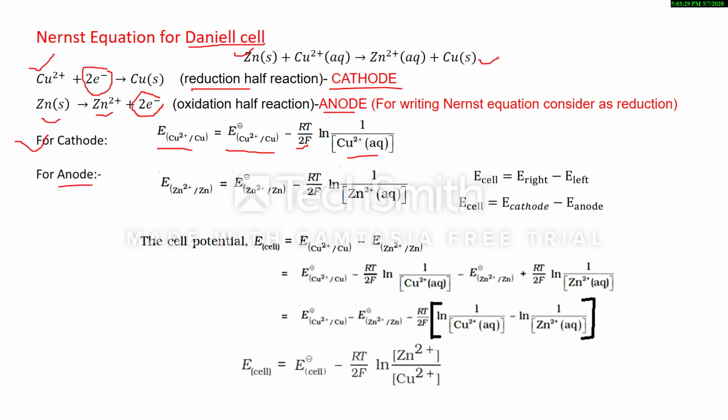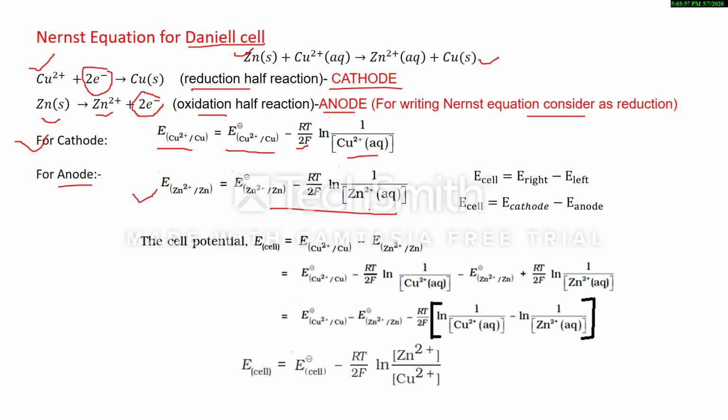Now for the anode, our zinc electrode. Again for the zinc electrode we will write the same reaction, but we have to remember that for the zinc electrode the reaction is oxidation, but when we write the Nernst equation for the zinc electrode, we will consider it as a reduction process. Then in this case, similar to copper, the concentration of zinc ion will come in the denominator.